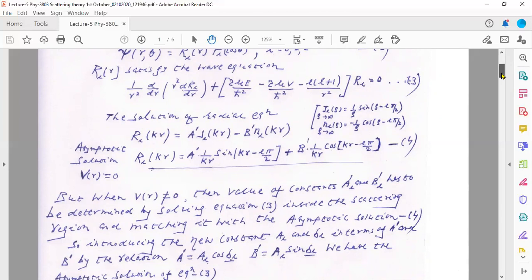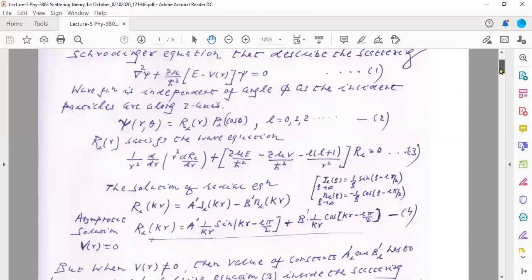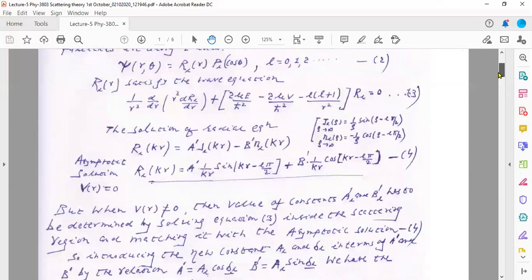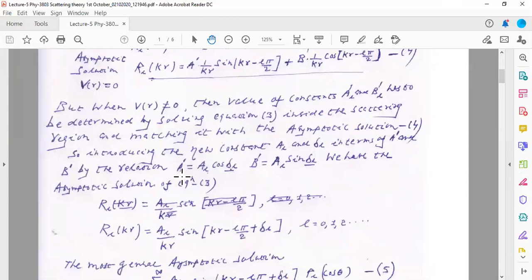So please try to understand this equation which I introduce here. The new constant which we have introduced here, A dash equal to AL cos delta L. So when there is no phase shift, when it does not experience any change in phase, you see delta L is 0, then A dash is equal to AL. And when delta L is equal to 0, sine 0 is 0, so B dash will be equal to 0.